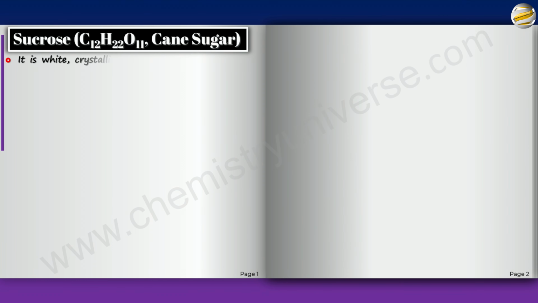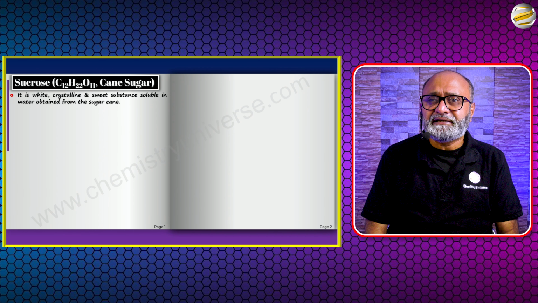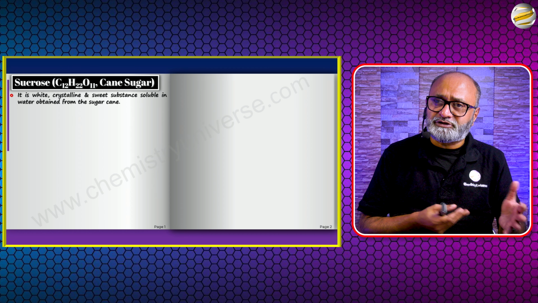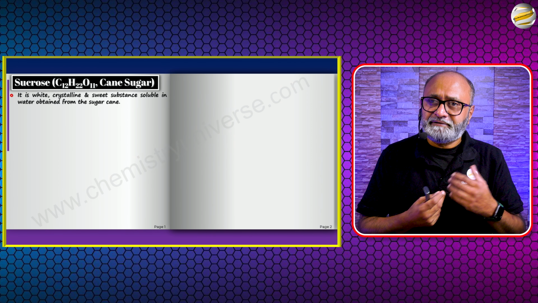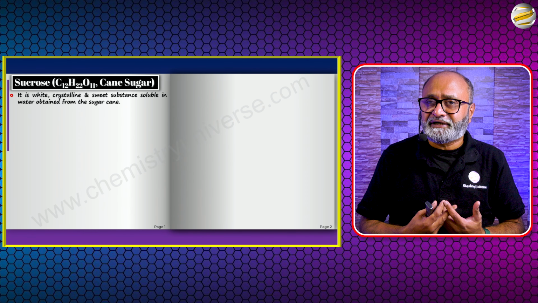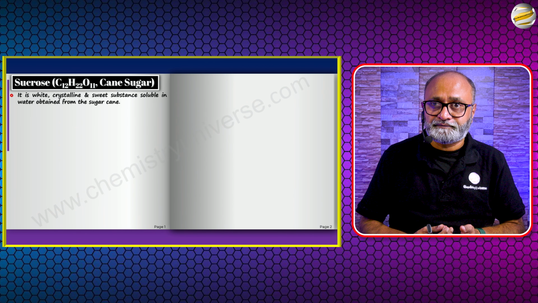Sucrose is C12H22O11, also known as cane sugar, and we'll find out why. It's a white, crystalline and sweet substance, soluble in water, obtained from sugarcane. This is the table sugar that we generally consume, the white table sugar or the brown table sugar, depending upon whether it is refined or not. But the fact of the matter is that this is what we consume as table sugar, sucrose.